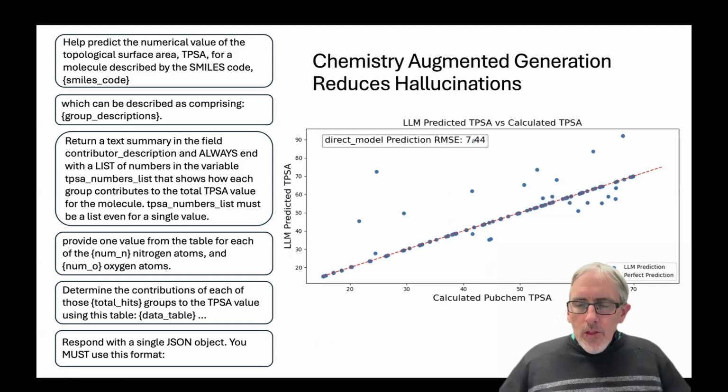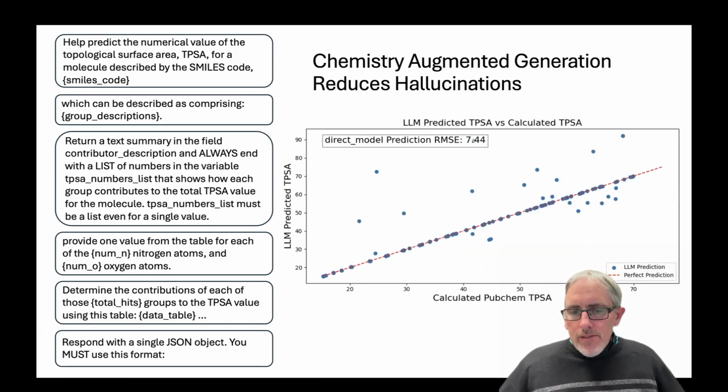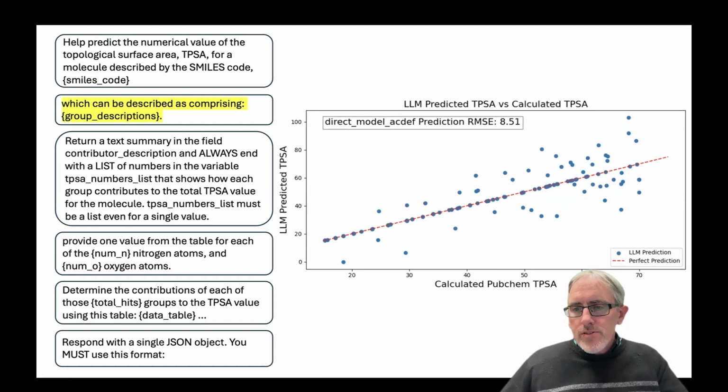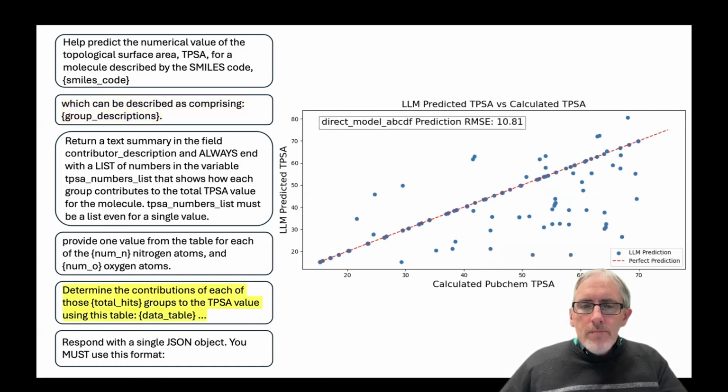So with all of those pieces in place, again, the RMSE value is 7.44, a good improvement over the direct call to the LLM. And then replacing the group descriptions, there's a modest loss in performance with the RMSE rising to 8.51.